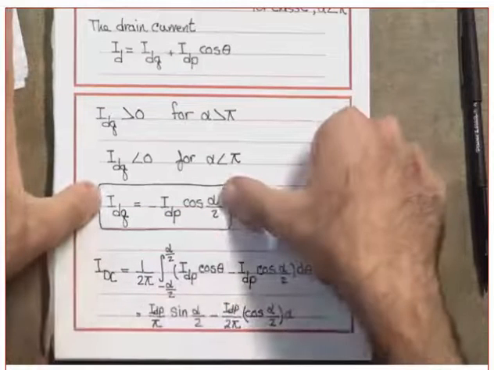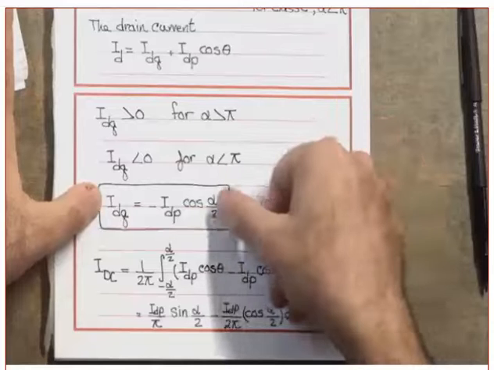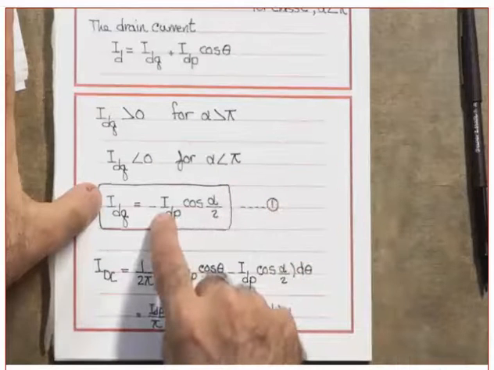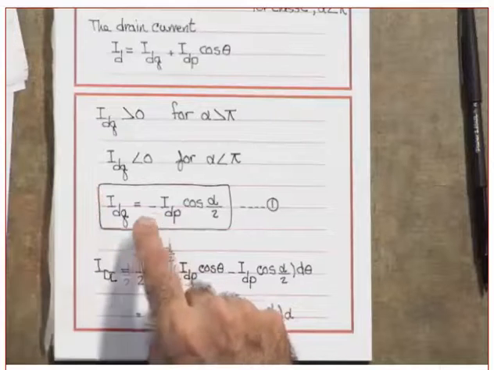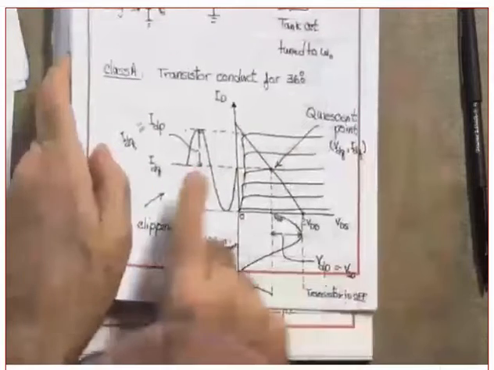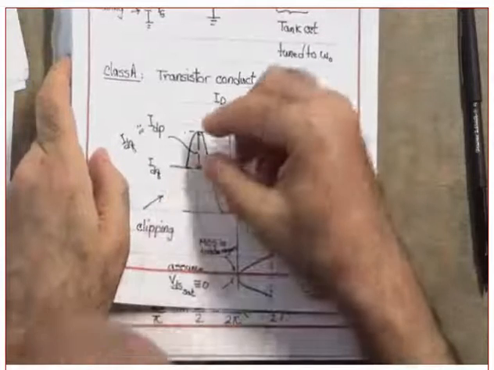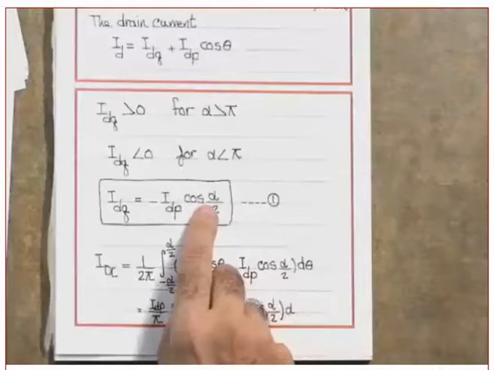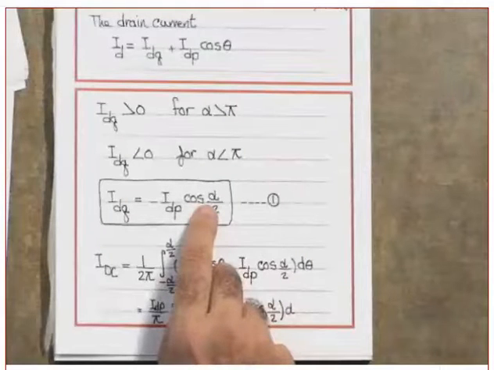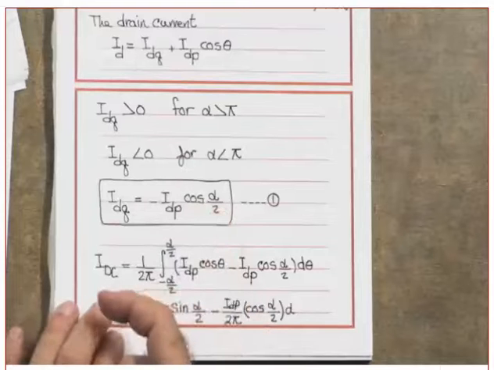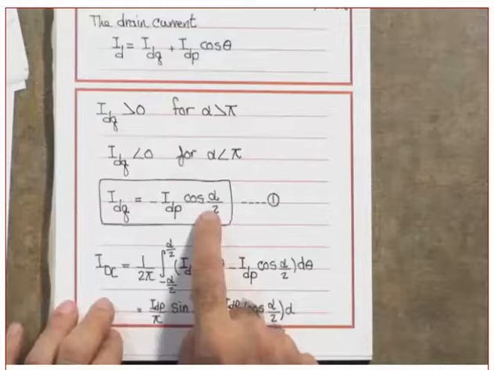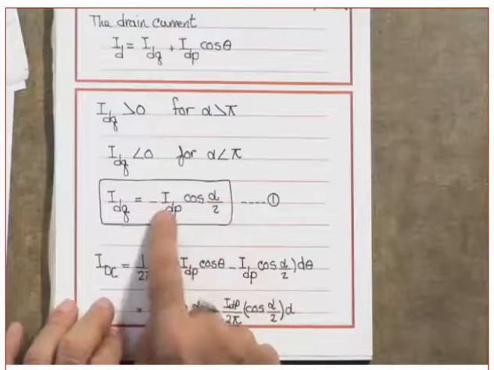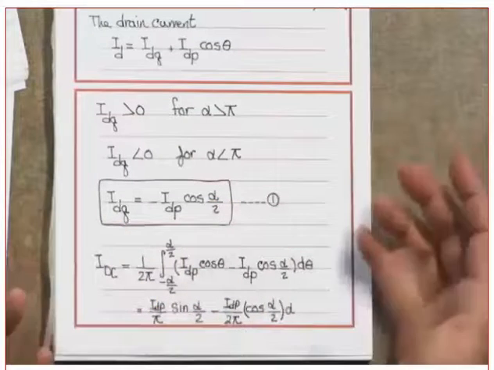Let's see if you can help me here. If alpha is 360, what is cosine 180? Minus 1, times IDP, minus IDP. Which means IDQ here is almost the same as IDP. Yes or no? Okay. If alpha is equal to pi, which is class B, what is cosine pi over 2? That's 0. If alpha is less than pi, the cosine is positive, with the negative it becomes negative. Yes or no? Okay.